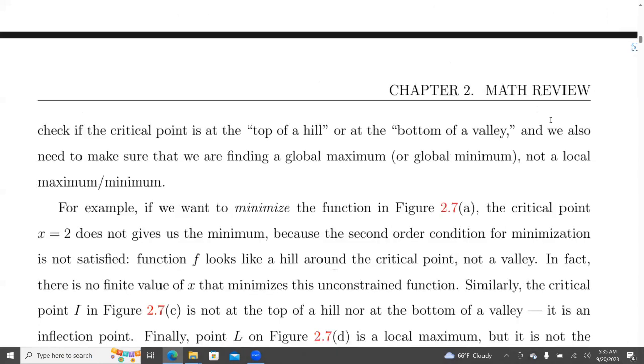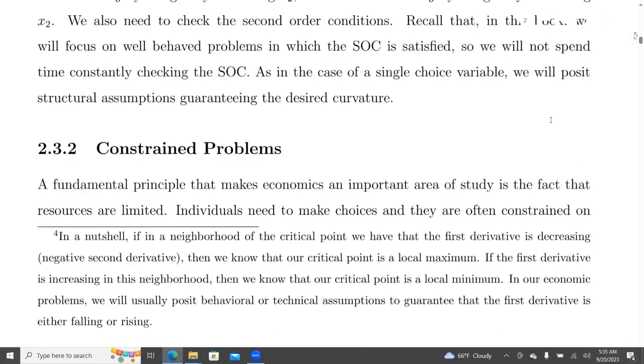Okay, so let's continue with our constraint problems here. We skipped all this, not important.